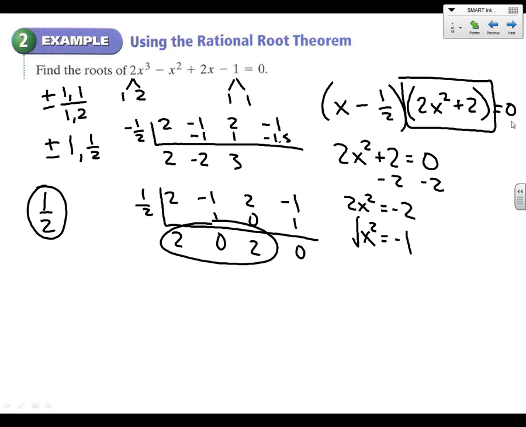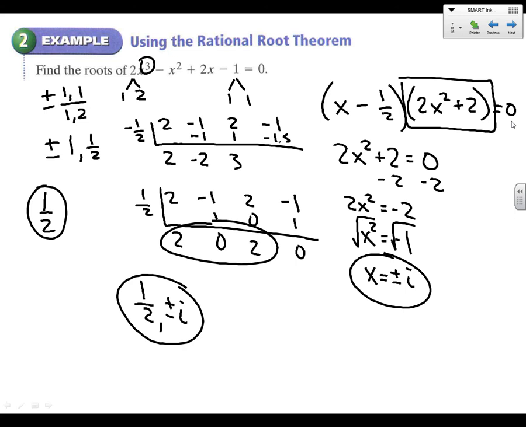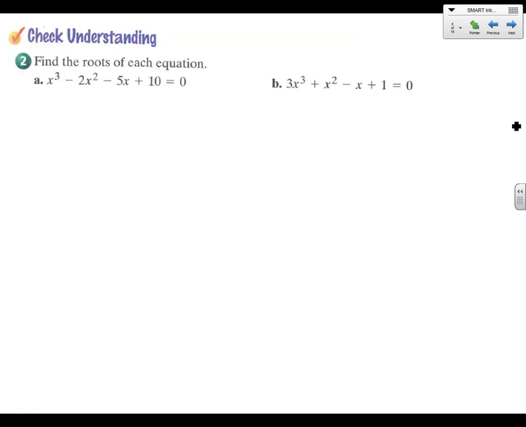We're going to square root both sides. And so x equals plus or minus. What's the square root of negative 1? i. There's 1, 2, 3 solutions, and that's how many we should have. 1/2, and then plus or minus i. Those are all the roots of the polynomial. All right, so same steps.